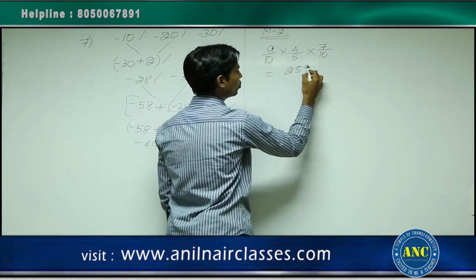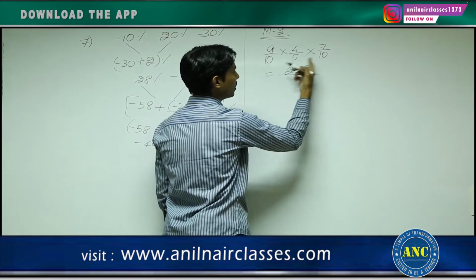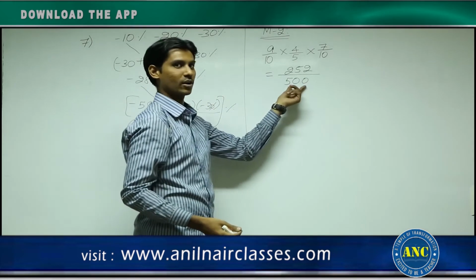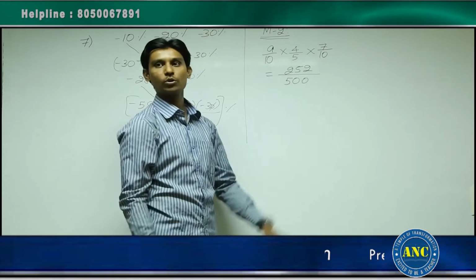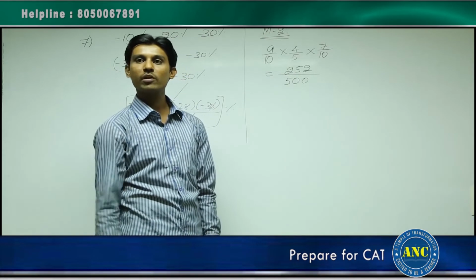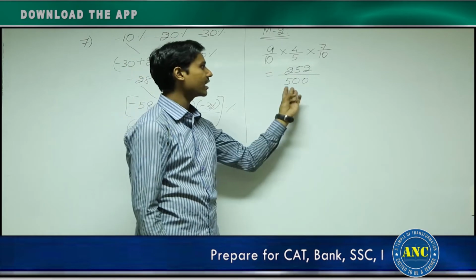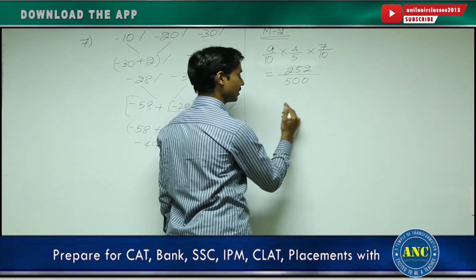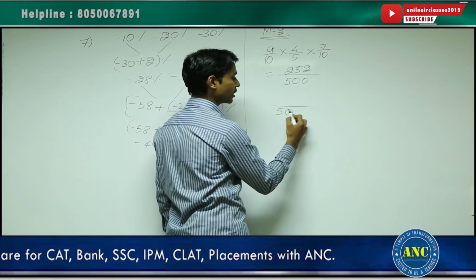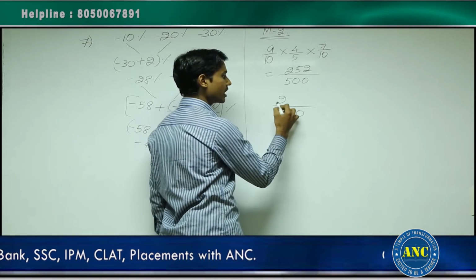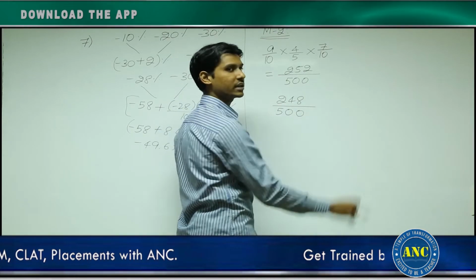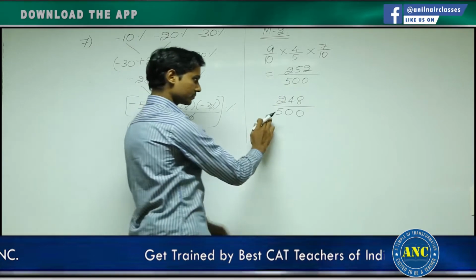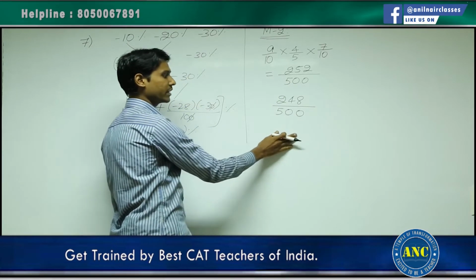It is 252. 252 divided by, this is 500. That means if the total cost is 500 rupees, I paid you 252 rupees. How much discount you are giving me? 248 rupees. 500 minus 252, right? Total discount that you are giving me is, upon the total value of 500, a total discount of 248 rupees. Discount given is 248 rupees.